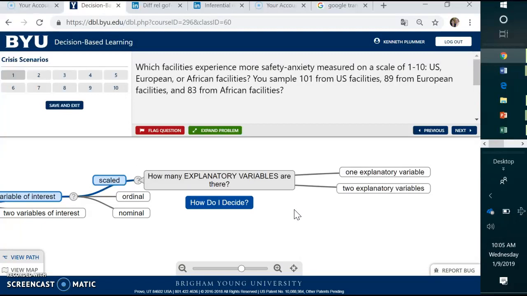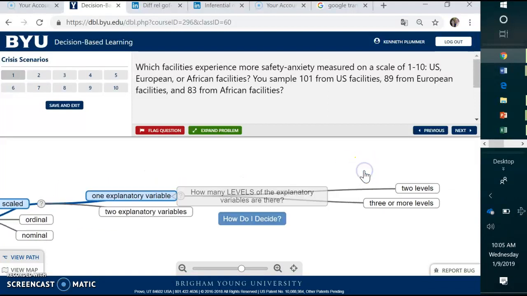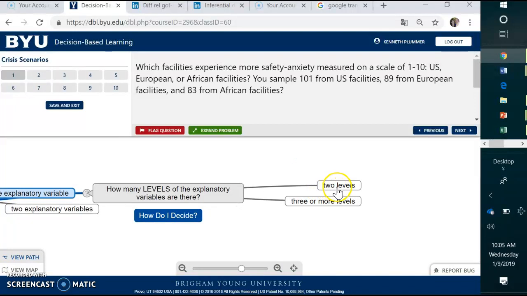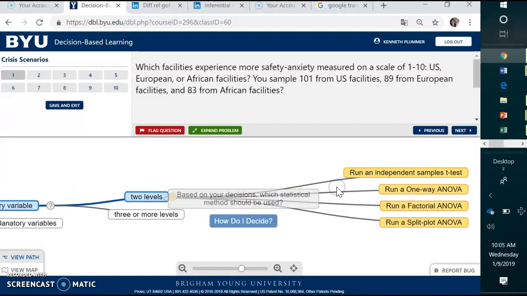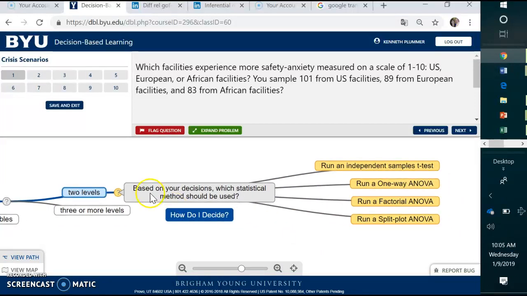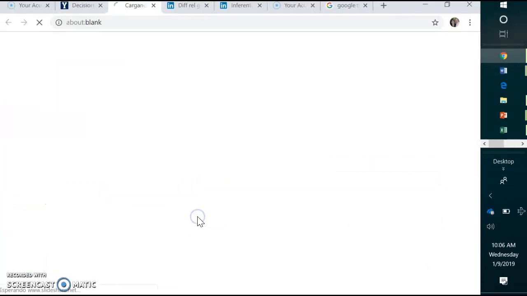Notice in decision-based learning, you're still learning concepts that you would learn in a textbook, but this time you're learning them when you need them to answer a question. And so decision-based learning for students is very goal or task-oriented. We don't just learn for learning's sake. We learn to actually solve a real-world problem. In this case, there is one explanatory variable. And the listener does not have to worry about learning these things right now, just to get a feel of how we make our way to the end. So then based on our decisions, which statistical method should be used? And so here's a how do I decide?